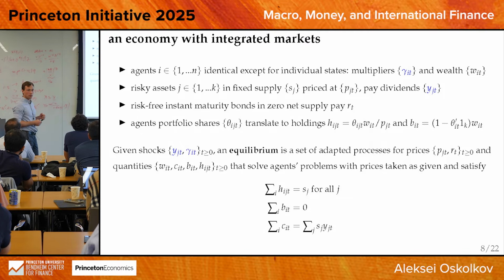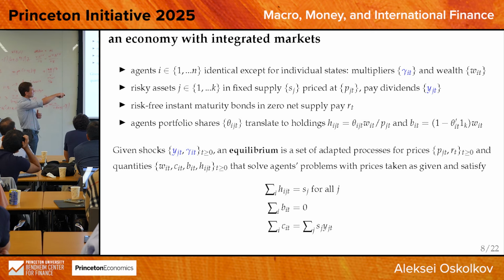Their wealth, they could start with different wealth, different initial conditions, and then endogenously they're going to accumulate different wealth, W. There are k risky assets here, again, and one risk-free asset. I'm going to fix the supply of those risky assets so far. Maybe later we can incorporate investment as well.